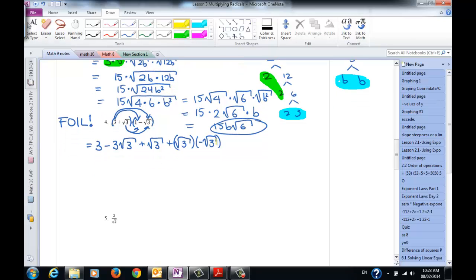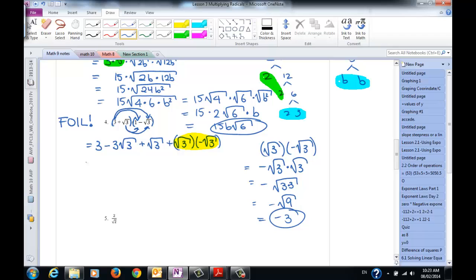Okay, let's just start by looking at what this means. Okay, so I'm going to do it over here. So I've got root 3 multiplied by negative root 3. Okay, so I have a negative multiplied by a positive. So I have negative root 3 multiplied by root 3. Leave my negative there. I can write this as 3 multiplied by 3, which is just equal to negative root 9, which is just equal to negative 3. So I'm going to rewrite this. I've got 3 minus 3 root 3 plus root 3 minus 3.